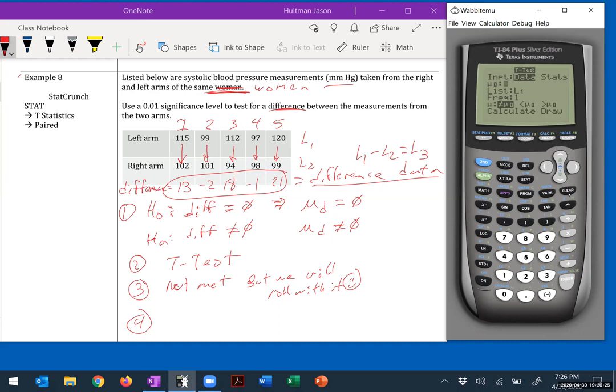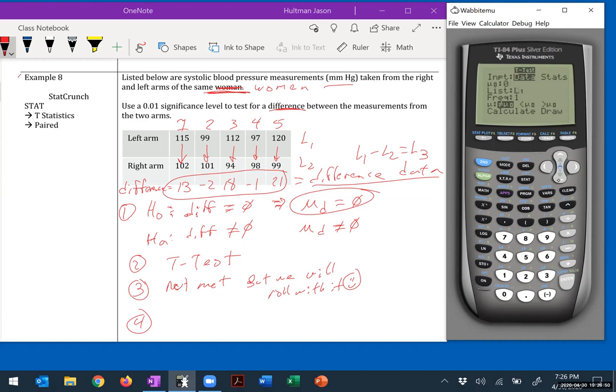Well, what's our null hypothesis say? We want the difference to be equal to 0. Mu sub d is equal to 0. So what is our average? Well, our average difference should be 0 for our null. That means there's no difference. So we're going to put a 0 in there.